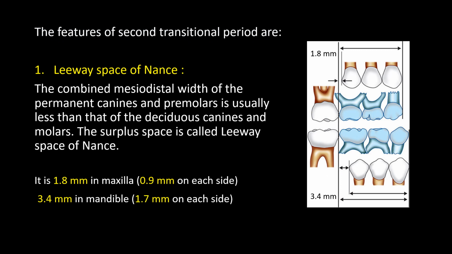The feature of the second transitional period is the leeway space of Nance. The combined mesiodistal width of the permanent canines and premolars is usually less than that of the deciduous canines and molars. The surplus space is called leeway space of Nance. It is 1.8 mm in maxilla, 0.9 mm on each side, and 3.4 mm in mandible, 1.7 mm on each side.